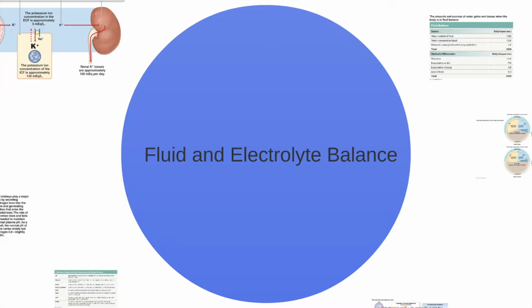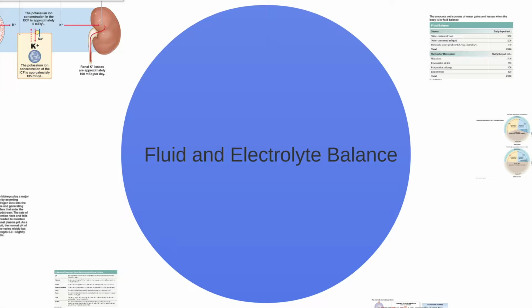H2O is water, probably everyone knows that one. H2CO3 is carbonic acid. PCO2 is the partial pressure of carbon dioxide. pH is a measure of the hydrogen ion concentration.